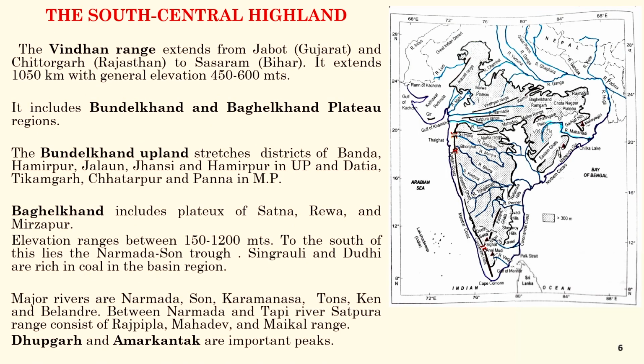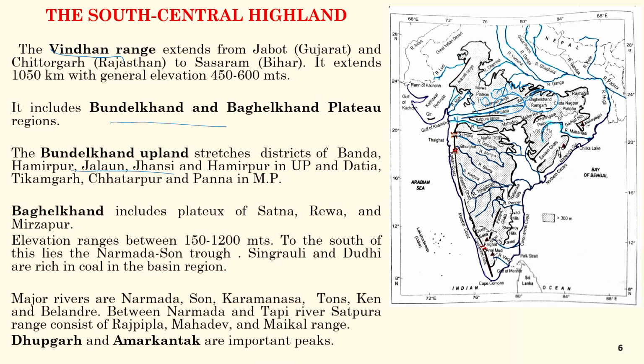Now the south central highland region. This upland is divided into the Vindhyan range, Bundelkhand region, and Baghelkhand uplands area. The Vindhyan region extends from Jhabua, Gujarat to Chittorgarh, Rajasthan, as well as covering the Sasaram, Bihar portion. It extends almost 1050 kilometer and its general elevation ranges from 450 to 600 meters. It includes the Bundelkhand and the Baghelkhand plateau region.